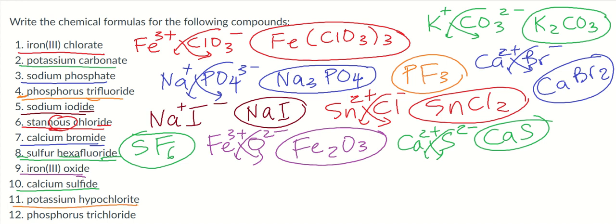All right, number 11, potassium hypochlorite. Hypochlorite is a polyatomic ion, so we're going to need our charges. Hypochlorite is ClO minus. They're going to cancel out if you crisscross the charges, so simply KClO, and there's your answer.